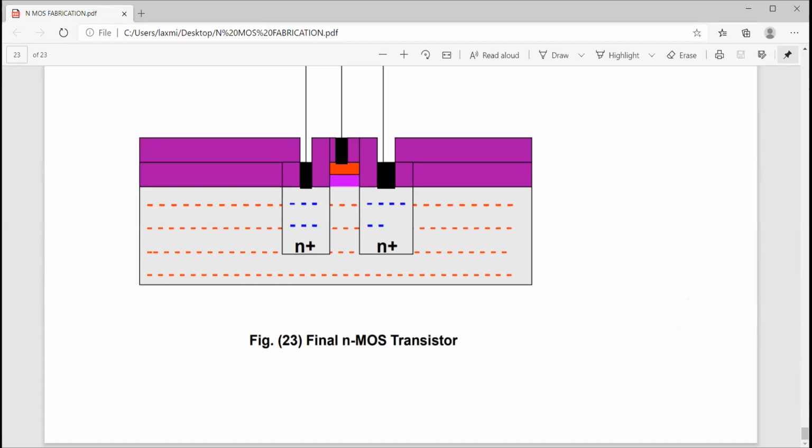Next, one more thing we need to design: CMOS technology. CMOS technology is a combination of NMOS and PMOS. Now we will discuss the CMOS technology.